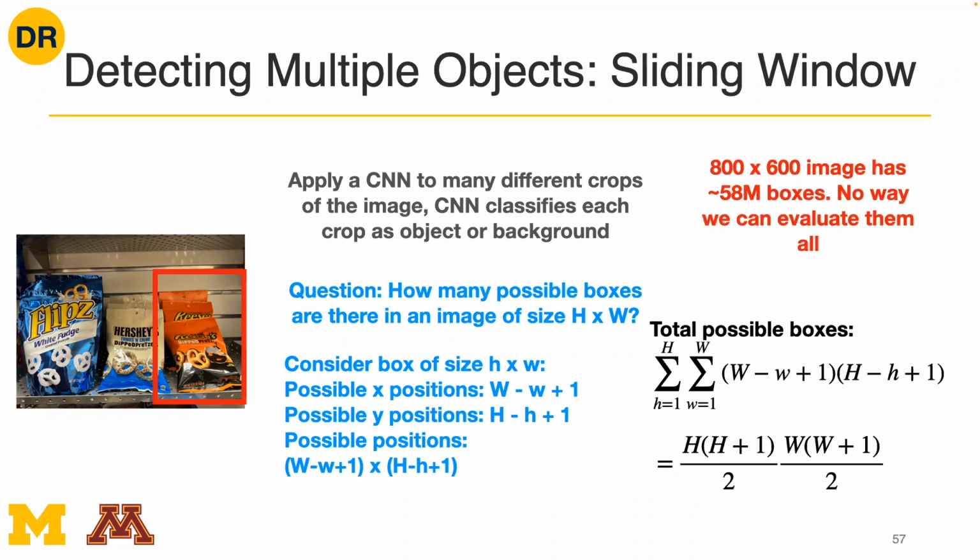One example is if you have an 800 cross 600 image, you might end up with around 58 million bounding boxes, and there is no way we can evaluate all of them. And you don't want to do that too, right? You want to have a smarter way of thinking about these bounding boxes.